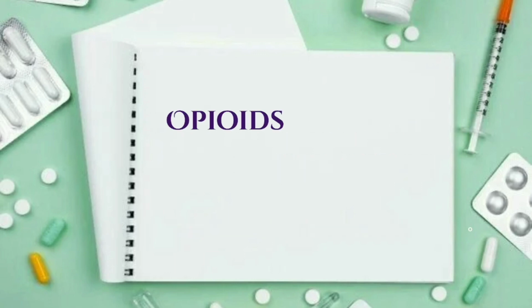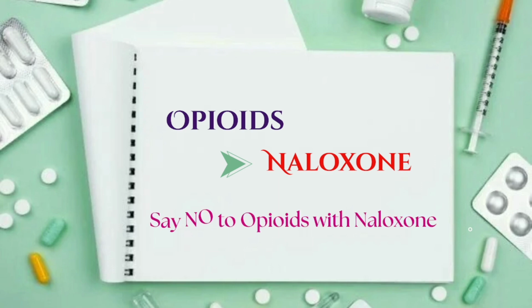Next drug is opioids, and the antidote for opioids is naloxone. We know that opioids are the analgesic drugs which are used to treat moderate to severe pain, and naloxone is the antidote to opioids that will reverse the effect of opioids if we administer naloxone in time. And the mnemonic is say no to opioids with naloxone. This is very easy to remember. The two drug names are there in the mnemonic: opioids and naloxone. Say no to opioids with naloxone.